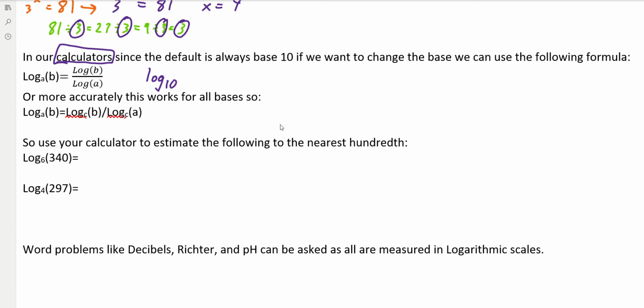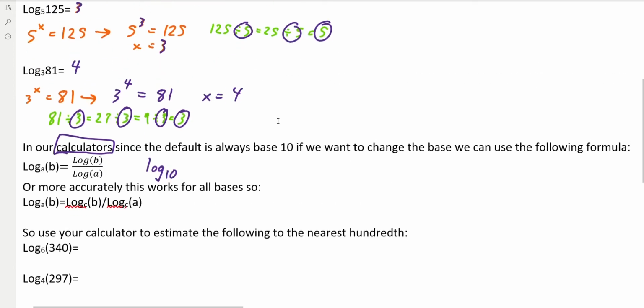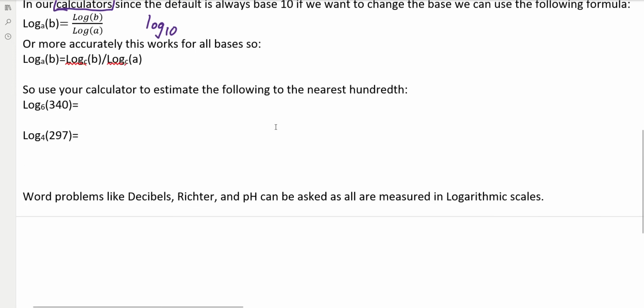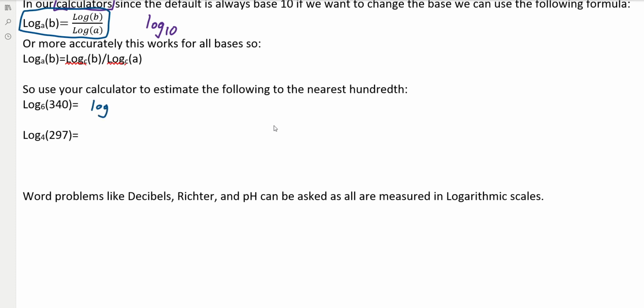Okay, so use your calculator to estimate the following to the nearest hundredth. If you can, pause the video and try these questions out. That'd be great. And now we will try them ourselves. So what we're going to do is use the formula given right here. So log of b, and the b value is 340 here, divided by log of the base, which is a, which is the 6 here. And we can calculate that in our calculator. We're going to do the same thing for the other one, log of 297 over log of 4.